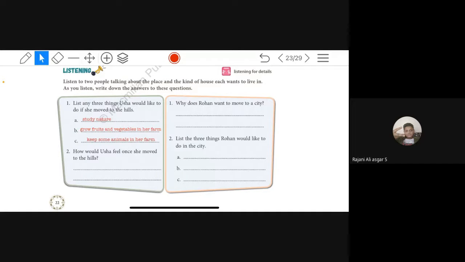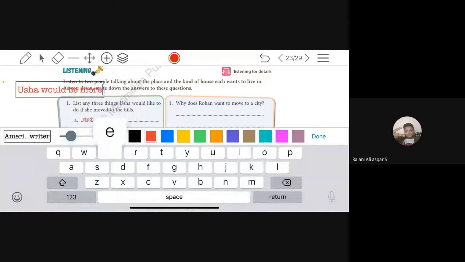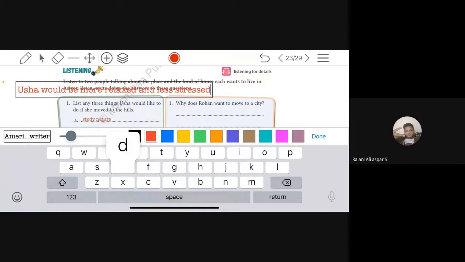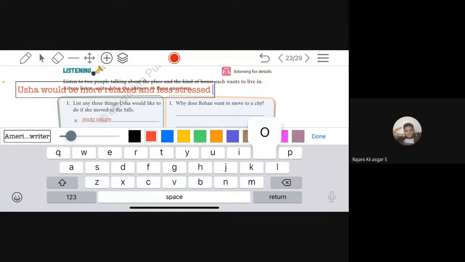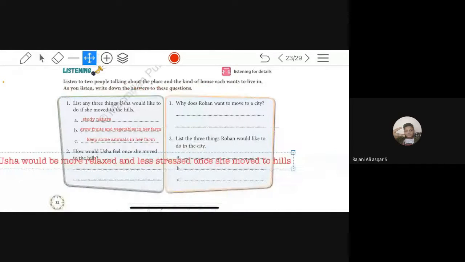How would she feel? Relaxed. Usha would be more relaxed and less stressed once she moved to the hills.